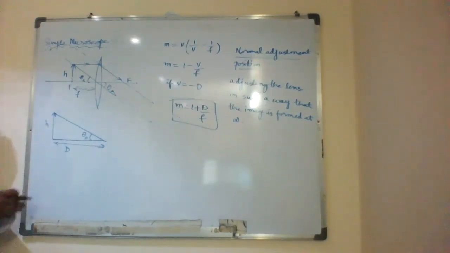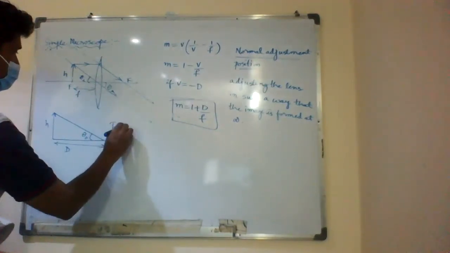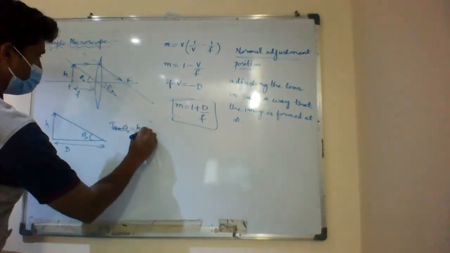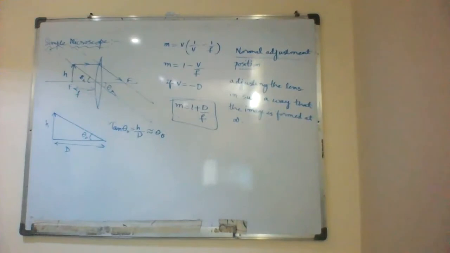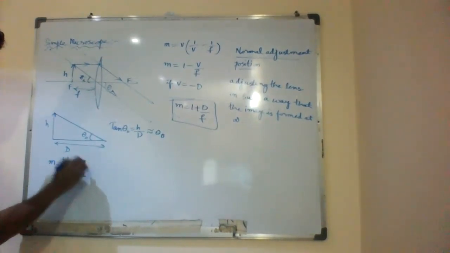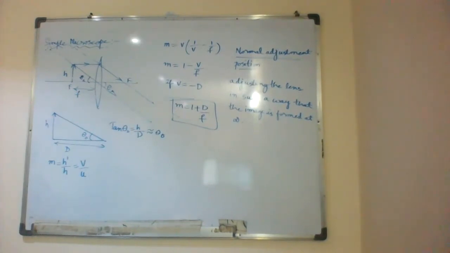So here the formula is tan theta 0 equal to what? H on D. So we can also write this as equal to theta 0. Theta 0 is the maximum angle. And we have the magnification formula: m equal to h dash by h, which is also equal to v by u. In the previous case, the image is erect, magnified, and virtual. Heights are positive, and both distances are negative, so I took h dash equal to h in this case only.